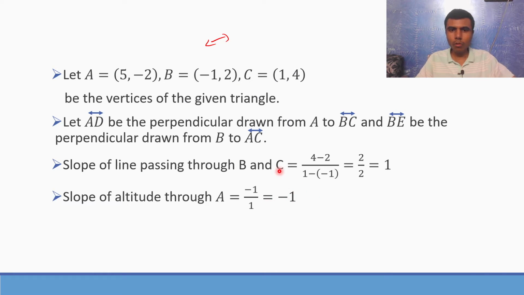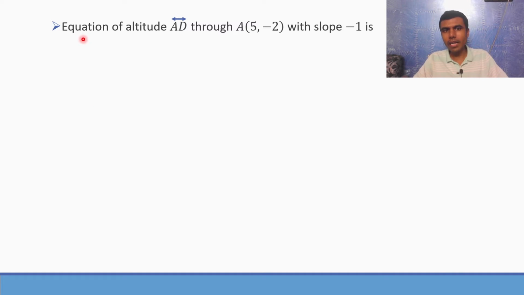Okay, so the slope of the altitude through A is nothing but minus 1 by 1, which is minus 1. Now, listen carefully, our altitude slope is -1 and it is passing through the point 5 comma -2. Equation of altitude, line AD, this represents that it is a line.